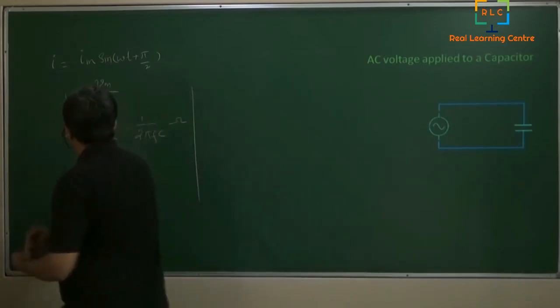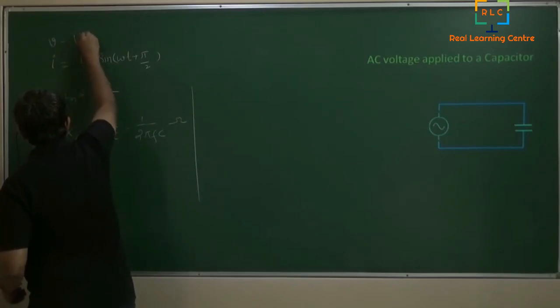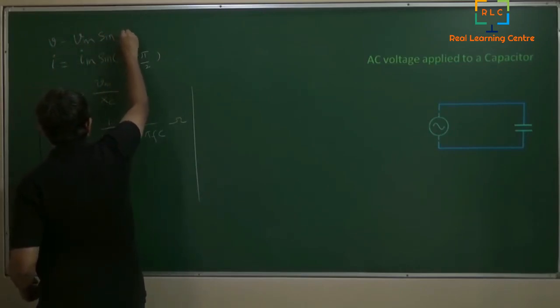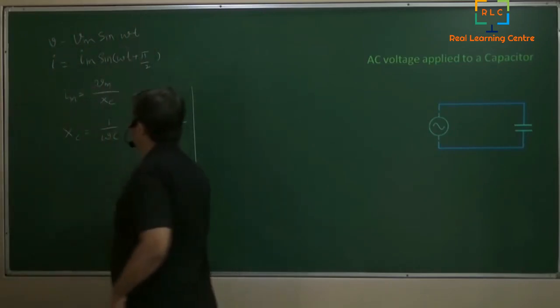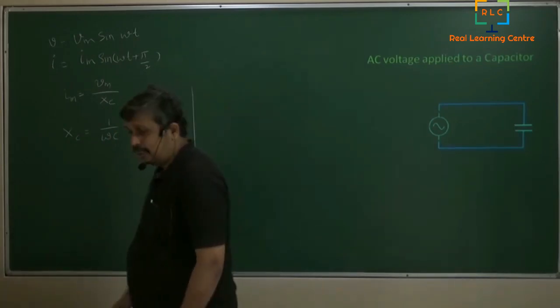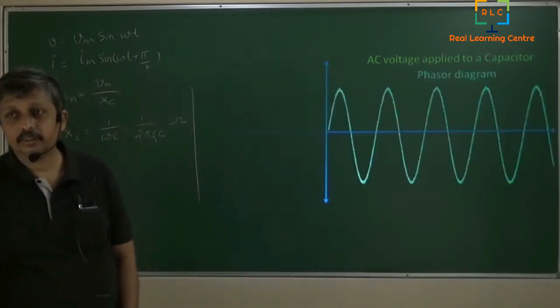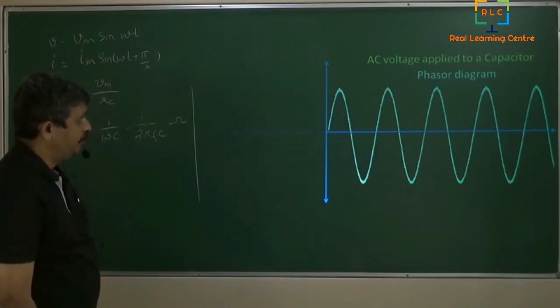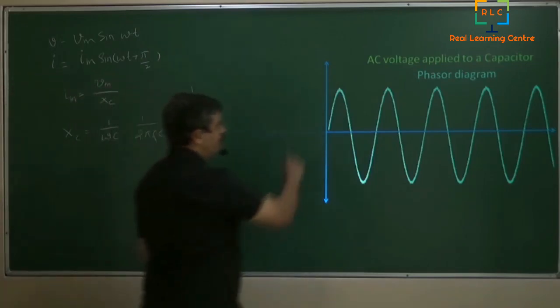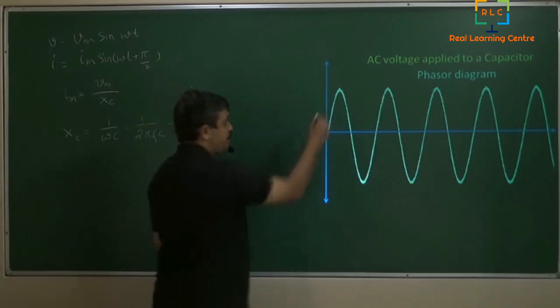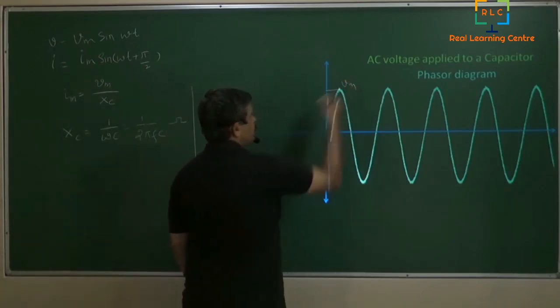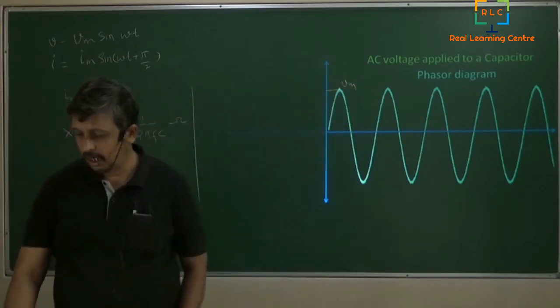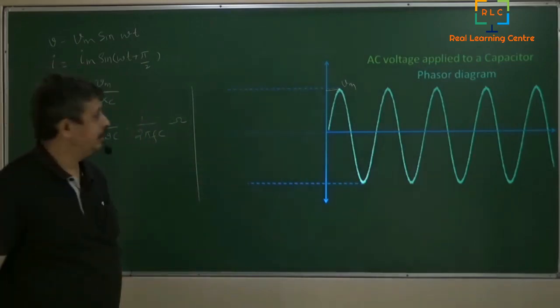So we have V is equal to Vm sin omega t, and I is equal to Im sin(omega t plus pi by 2). Okay, so how do they look? We'll see the phasor diagram. I am first going to draw V first. This is our Vm sin omega t, nicely, and then we are going to draw two lines which are the same peaks.